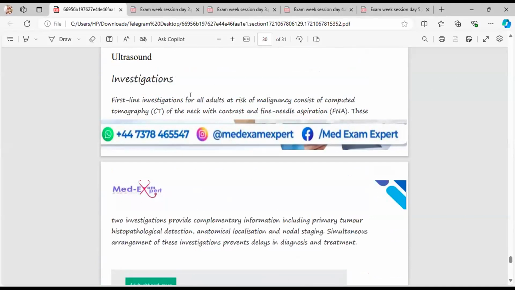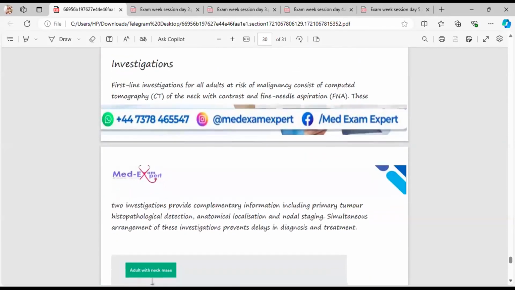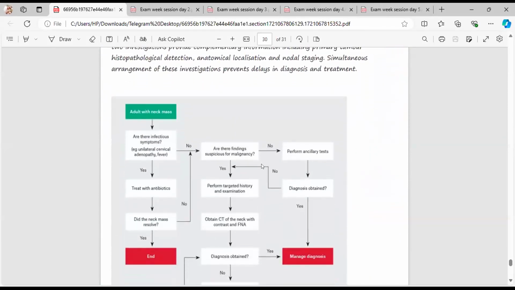First line investigation for all adults at risk of malignancy consists of CT of the neck with contrast and fine needle aspiration. These two investigations provide complementary information. This is the adult with the neck mass. If in your exam question the patient is adult and the patient has the neck swelling, then your answer will be CT. But if the question is related to the thyroglossal cyst, if the swelling is on the midline, and in the scenario they say that the swelling is moving with the tongue protrusion, then your answer will be ultrasound.